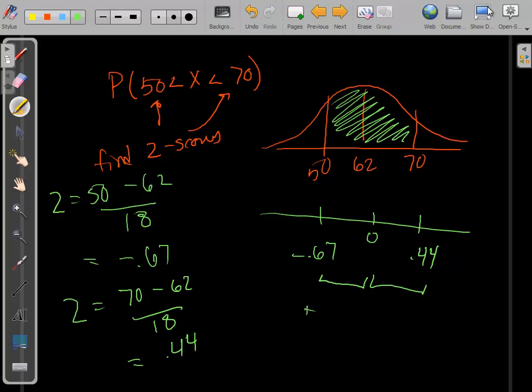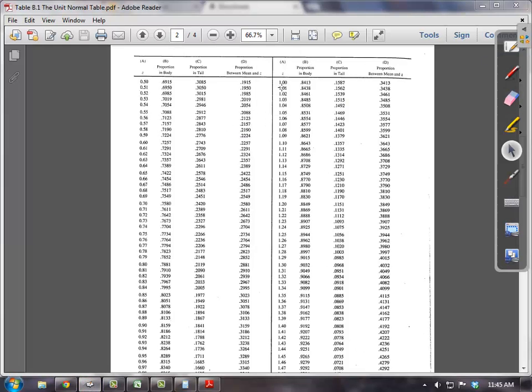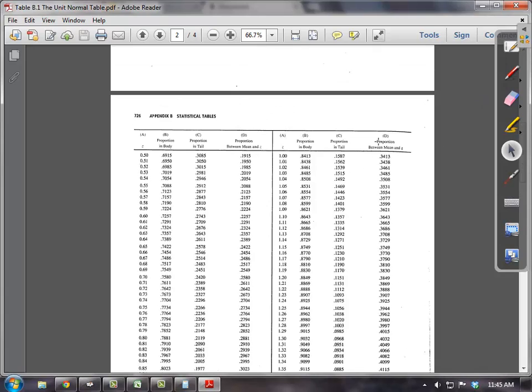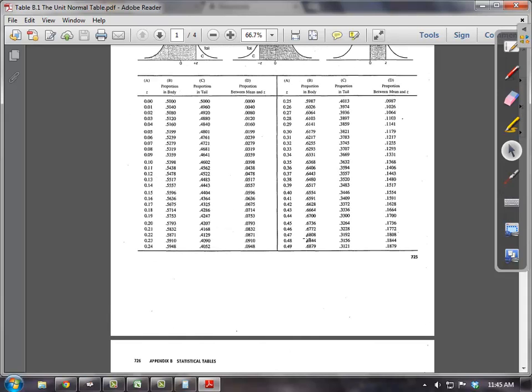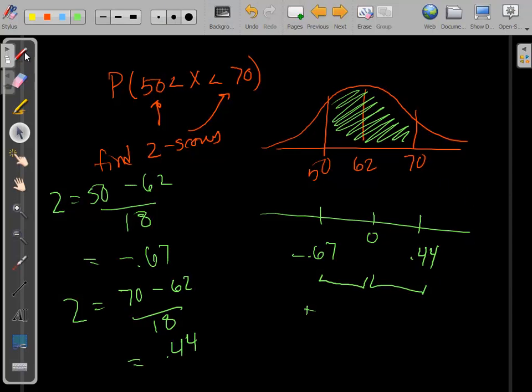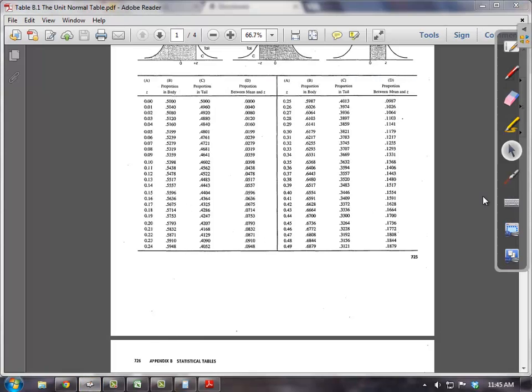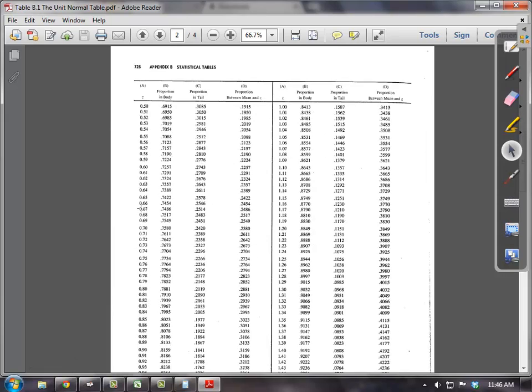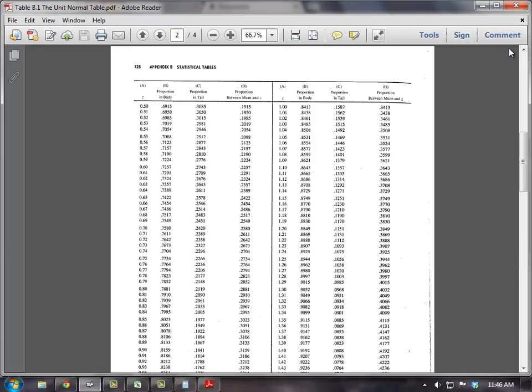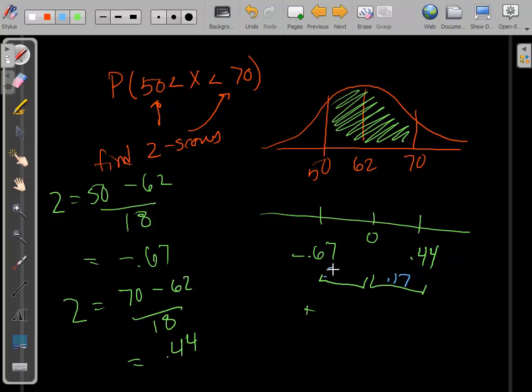Switching back over to our z-table, we're going to find a z-score of 0.44, and notice that we're looking for the proportion between the mean and z. So 0.44, 17%. Let's write that in. 17% here, 0.17. And now negative 0.67, so find a z of 0.67 right here. We go all the way over to 0.2486. So the proportion in here is 0.2486. And we add them up. Add these up and get the final answer. So whatever you get from adding those up.